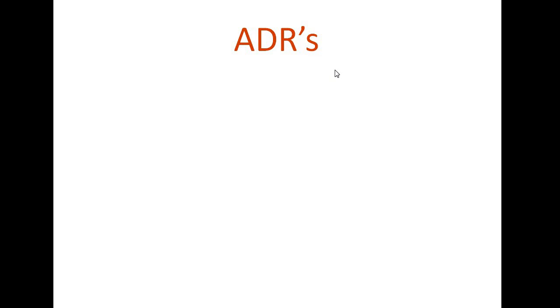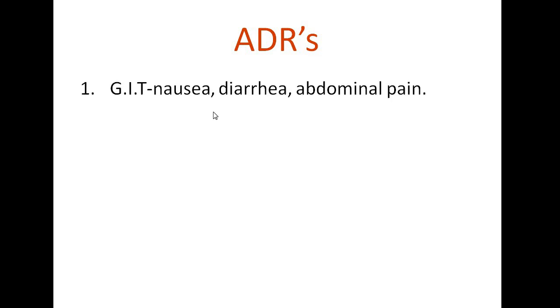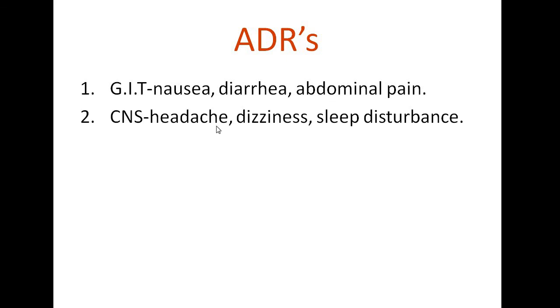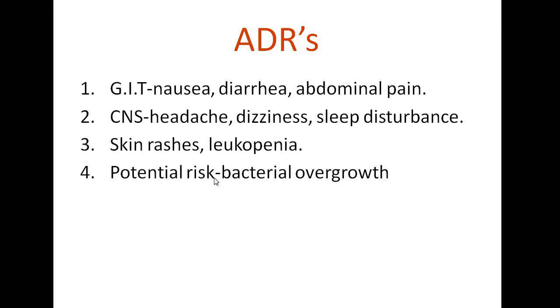The adverse effects of the proton pump inhibitors: nausea, diarrhea and abdominal pain, headache, dizziness, sleep disturbances, skin rashes, leukopenia. There is a potential risk of bacterial overgrowth because acid production is completely blocked. They are hepatic microsomal enzyme inhibitors, so there is a potential for drug interactions.